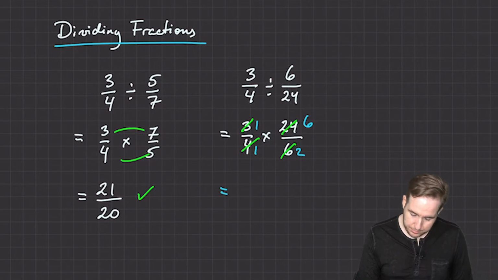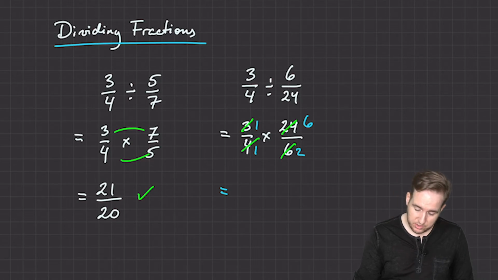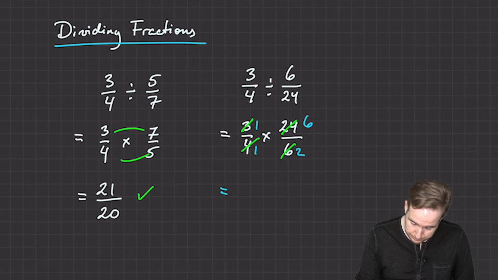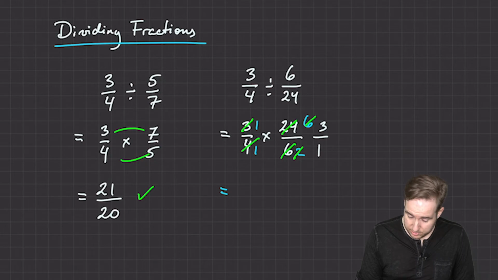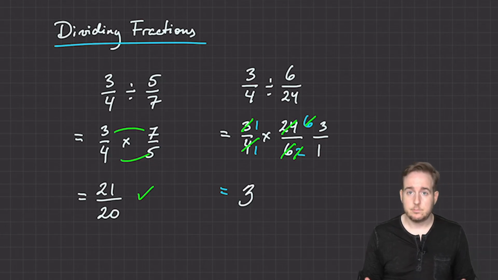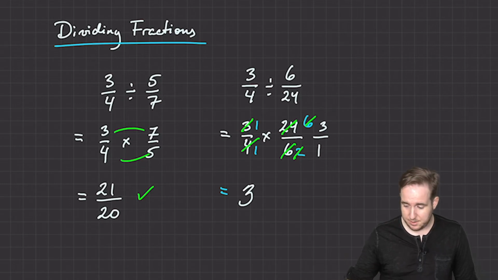And then I can do the tops. And actually, before I even do that, I look at 6 and 2. Those are both divisible by 2. And so this is 3 and 1. And 3 divided by 1 is just 3. Okay. That works just fine. So that's a really, really fast one, dividing fractions.